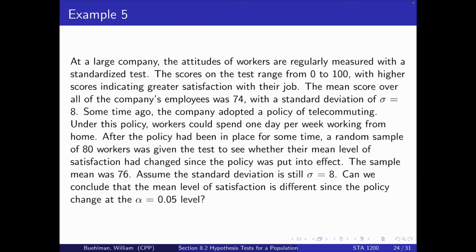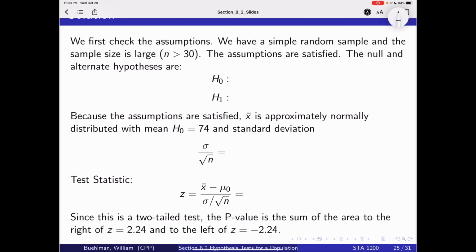The sample mean was 76. Assume the standard deviation is still 8. Can we conclude that the mean level of satisfaction is different since the policy changed at the alpha equals 0.05 level? We first check the assumptions. We have a simple random sample, check, and the sample size is large, greater than 30, check. The assumptions are satisfied. The null and alternative hypotheses are mu is equal to 74 and mu is not equal to 74, because it said changed. It didn't tell us higher or lower. It just wanted to know if the satisfaction had changed.